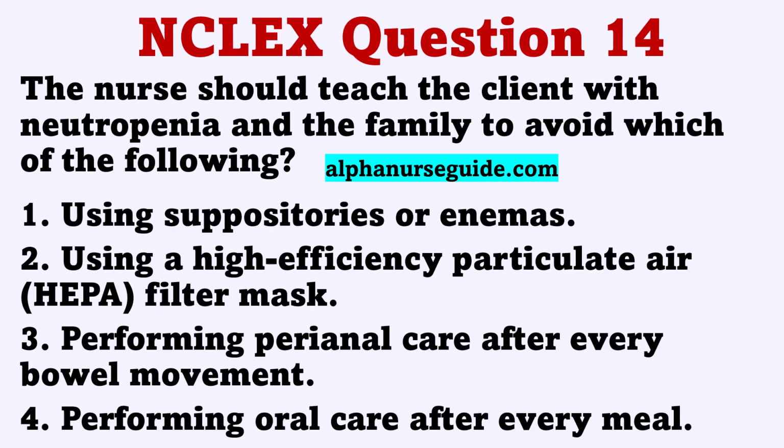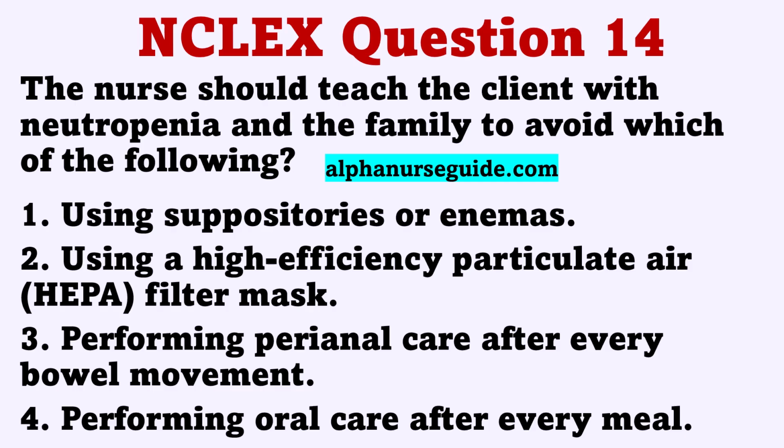The correct answer is 1. The neutropenic client is at risk for infection, especially bacterial infection of the respiratory and gastrointestinal tracts. Breaks in the mucous membranes, such as those that could be caused by the insertion of a suppository or enema tube, would be a break in the first line of the body's defense and a direct port of entry for infection.